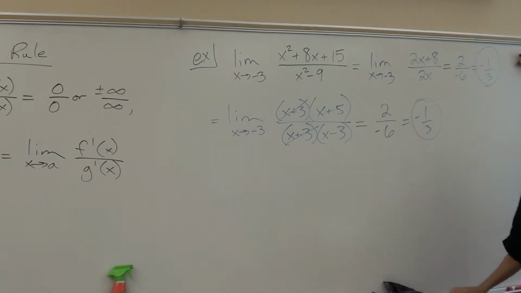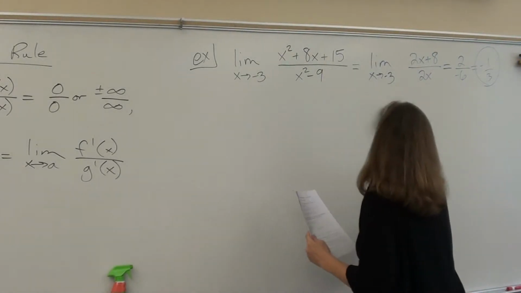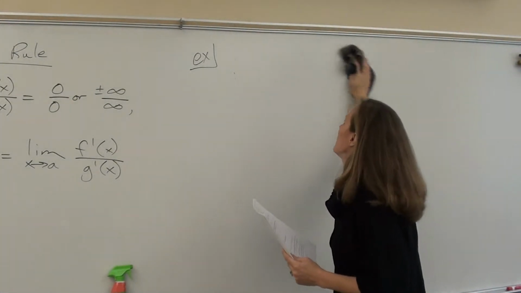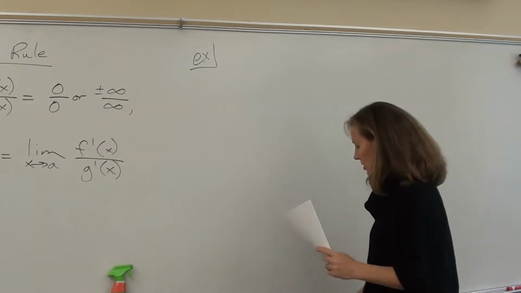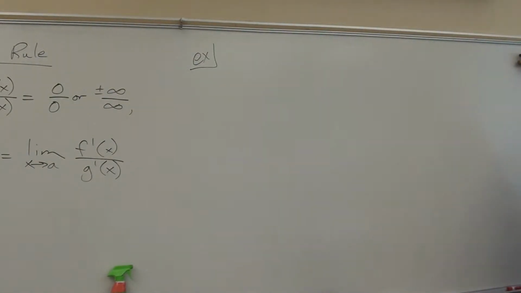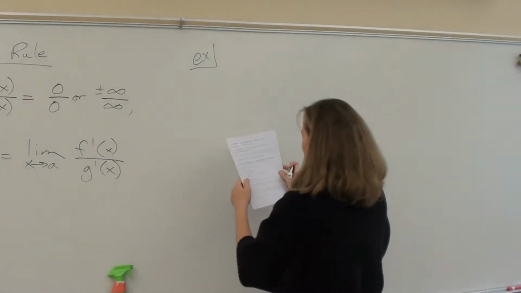All right, so good. So what we're going to do now is we're going to do some examples just to get you familiar with how it works and when you can and can't use it. So as a premise, it's really pretty easy, right? You plug in, you get 0 over 0. You can take the derivative of the top and the bottom. No quotient rule. Just derivative of the top, derivative of the bottom, two separate derivatives. And you have an equivalent limit, right?